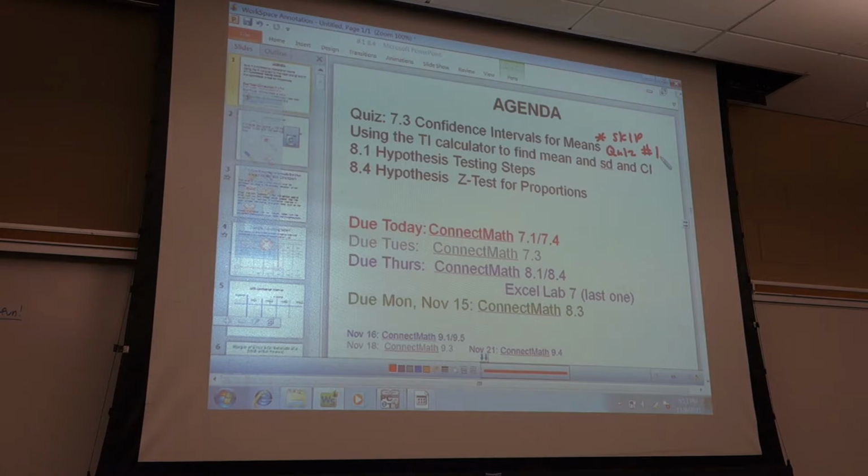Today we're doing a quiz on 7.3. I'm going to briefly talk about how to use a TI calculator to do confidence intervals. And then we're going to start in on hypothesis tests.